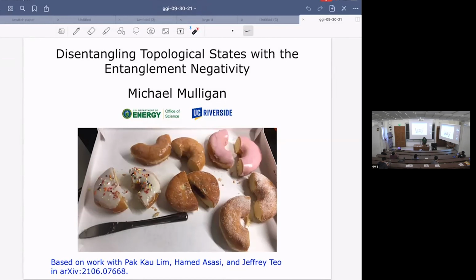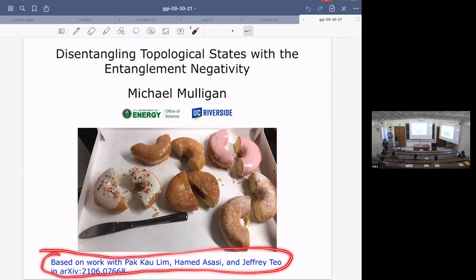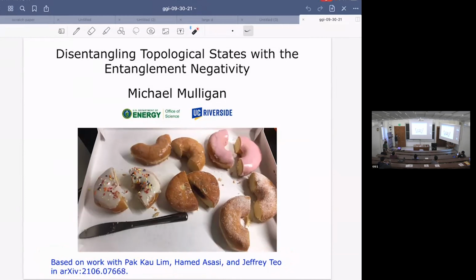So I'm gonna tell you about some recent work with Pak Lim, Hamed Asasi, and Jeffrey Teo, and it's about studying entanglement in various topological states. And as far as I understand, this is an experimental implementation of what I'll be discussing today.